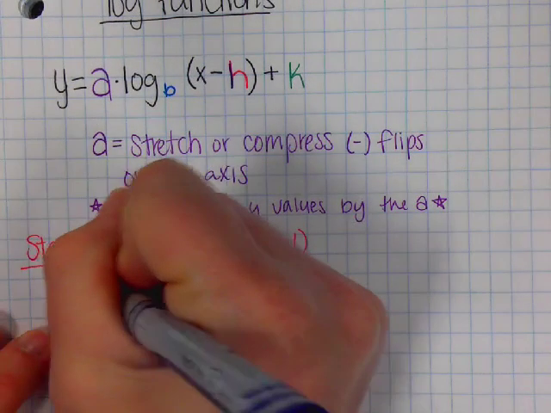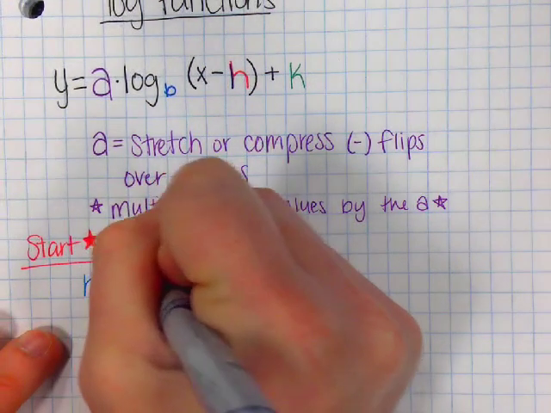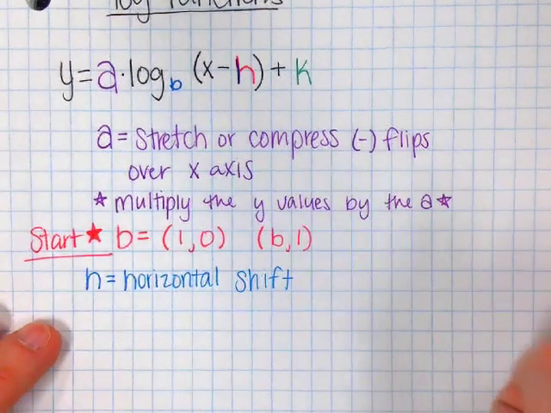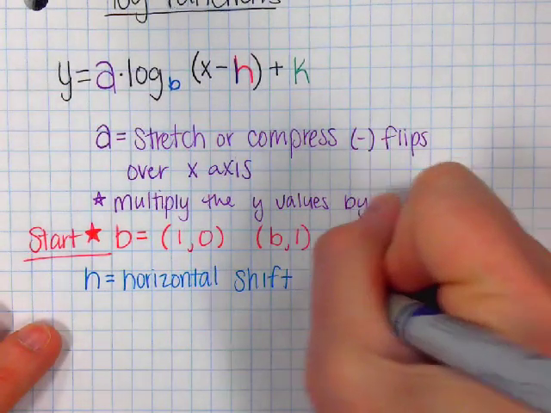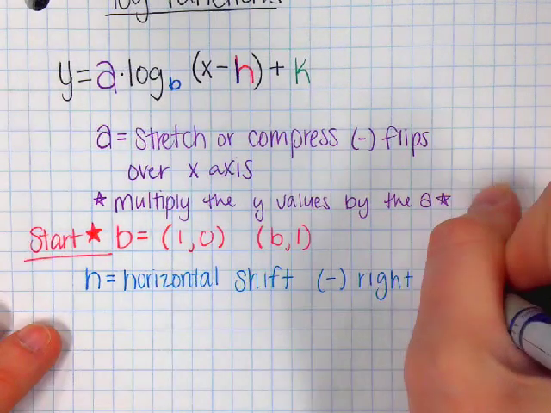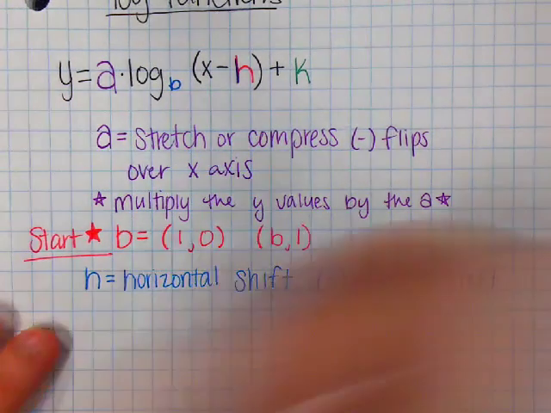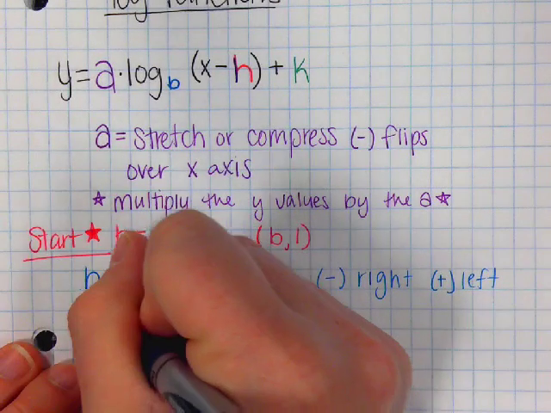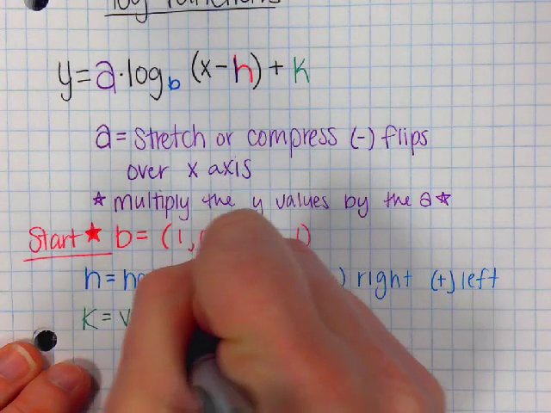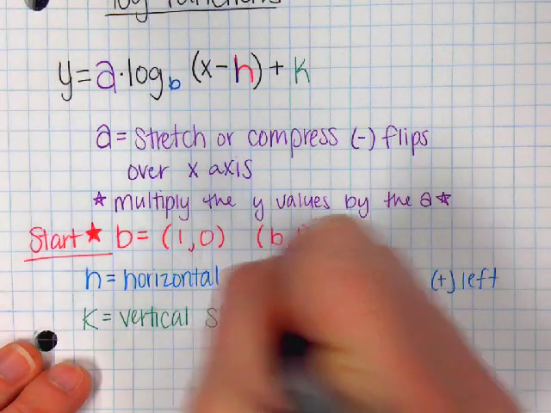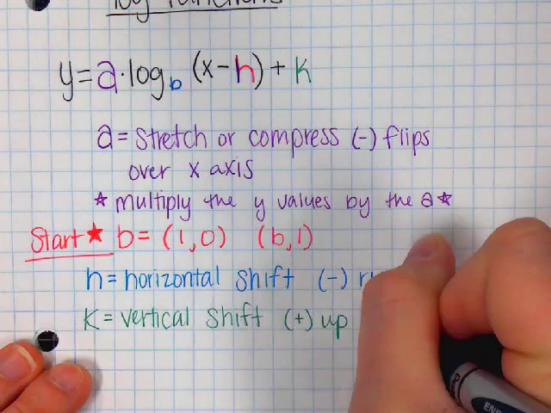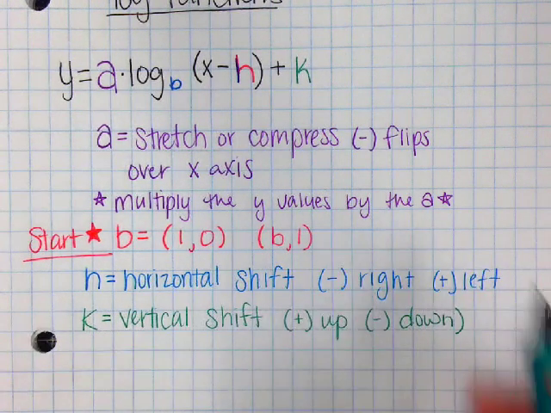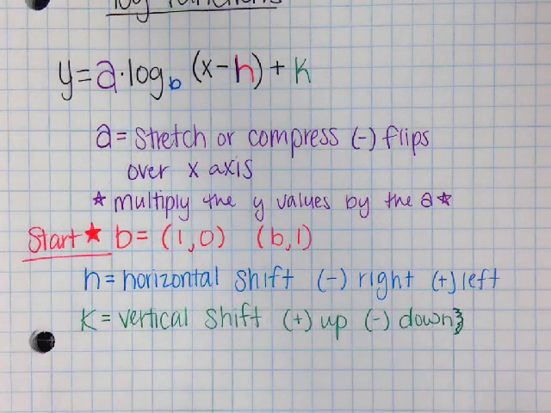Then, of course, we know that h is the horizontal shift. Negative is right. Positive is left. And then we know that the k value is the vertical shift. Positive is up. Negative is down.